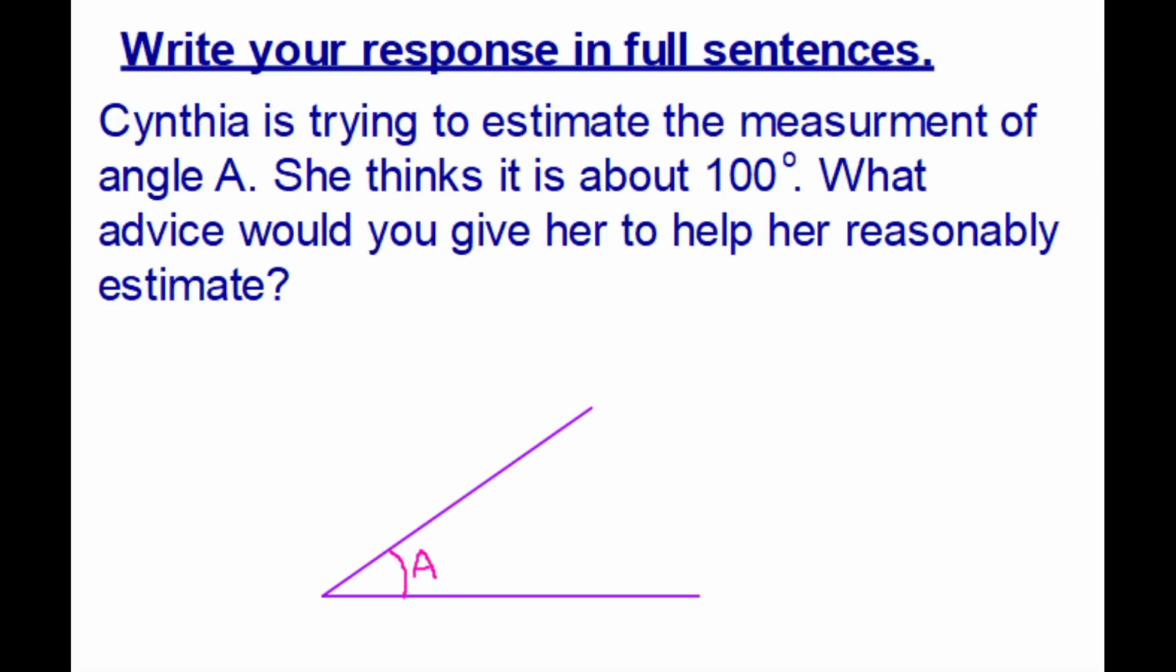After you finish those 6 questions, you have a reflection. Write your response in full sentences. It says, Cynthia is trying to estimate the measurement of angle A, which is the angle you see at the bottom of the screen right now. She thinks it is about 100 degrees. What advice would you give her to help her reasonably estimate? Again, think about the trick of using the 90-degree right angle as a guideline. Is that angle more or less than a right angle? After you've written your advice, you can also write your estimate for what you think the angle measures.